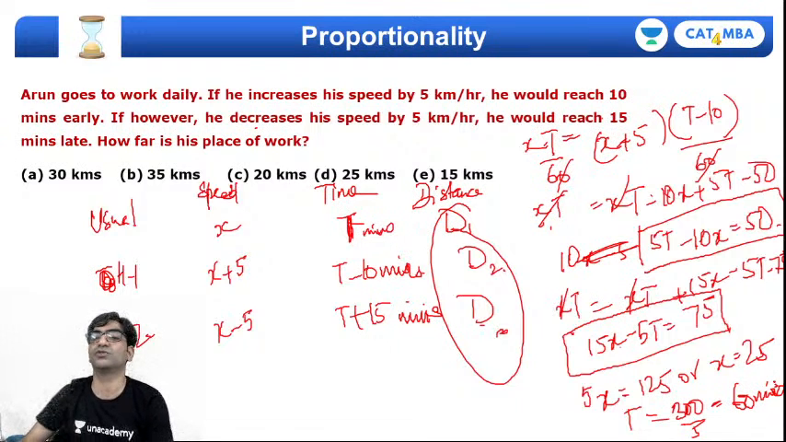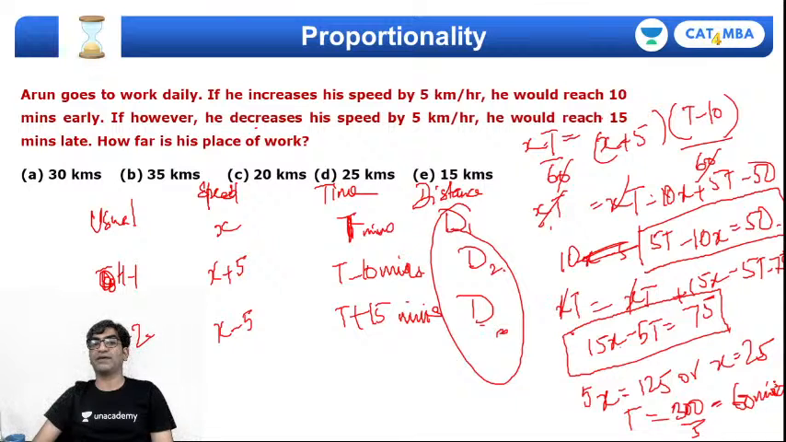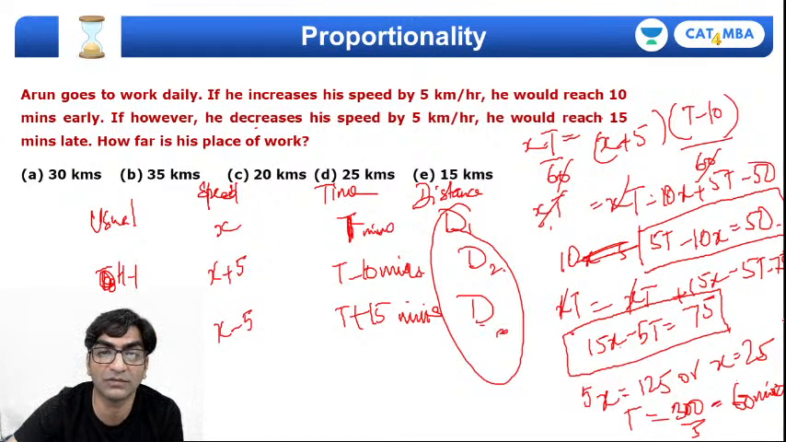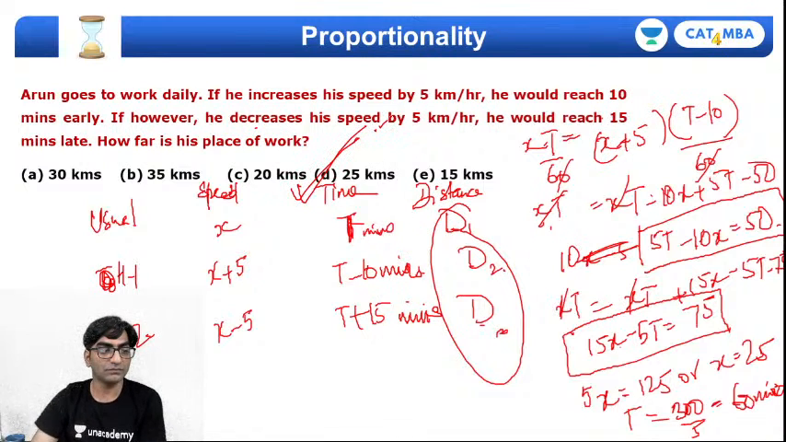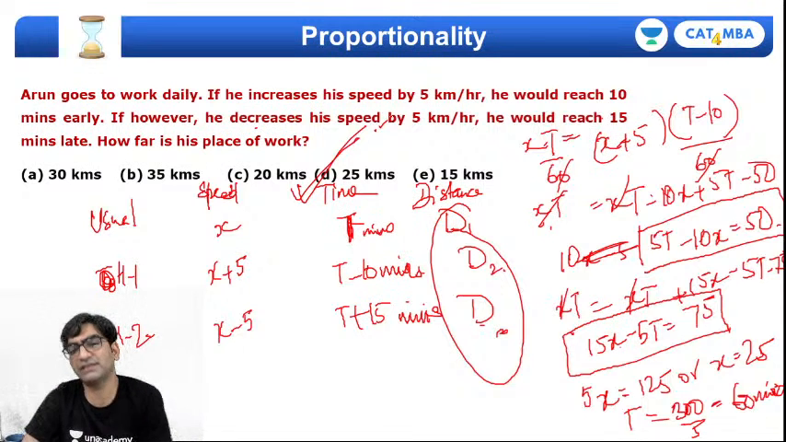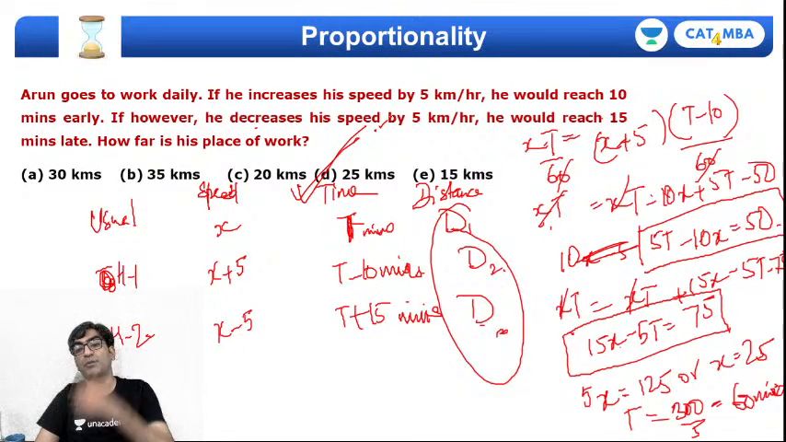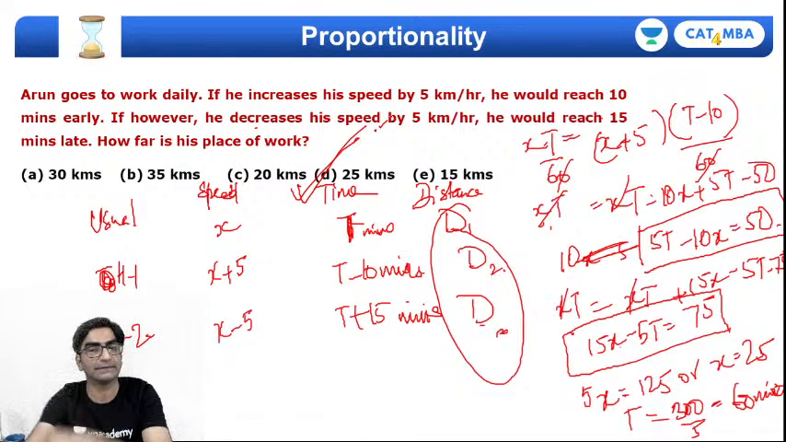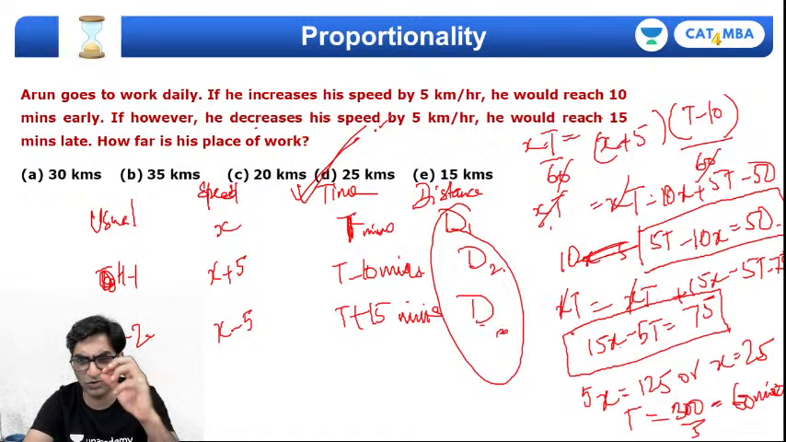So Arun usually travels at a speed of 25 kilometers per hour for an hour, which means the distance that he travels to work would be 25 kilometers. That's option D. So, an interesting application of proportionality. All you needed to do was equate distances in pairs and you'd get an answer, right? But it obviously is a problem which takes slightly more time. Again, good to identify that.